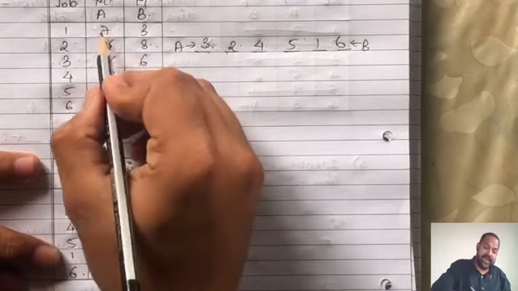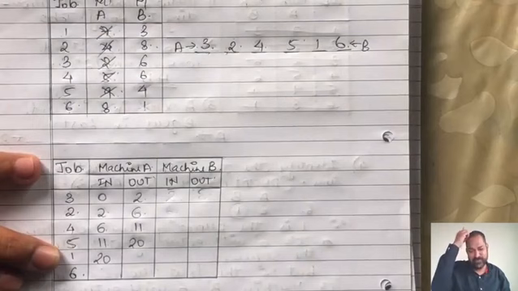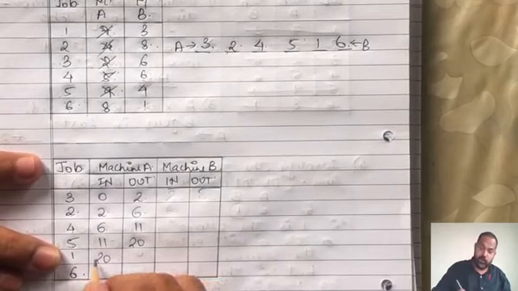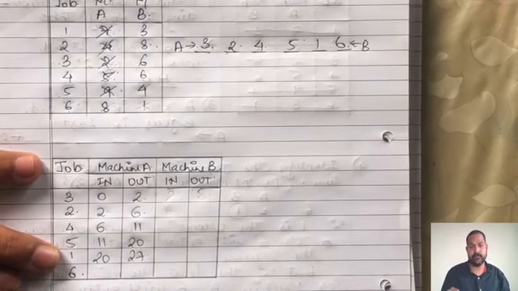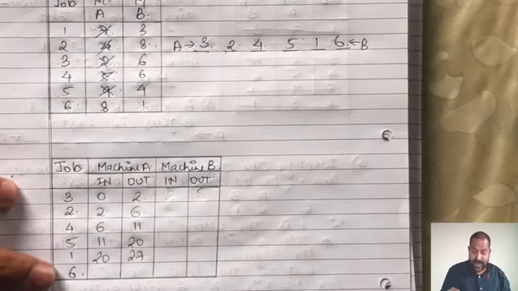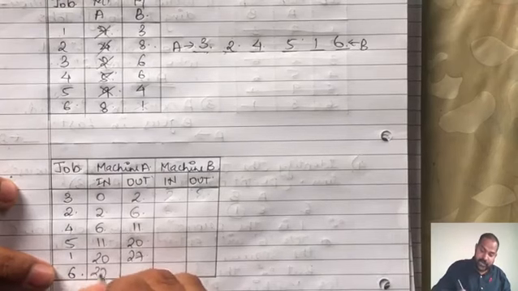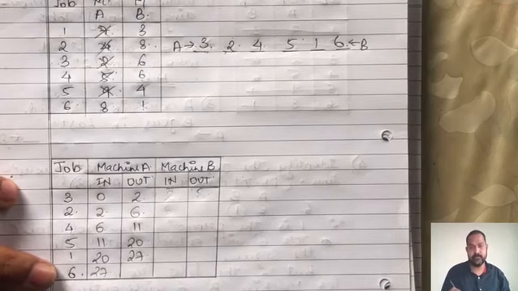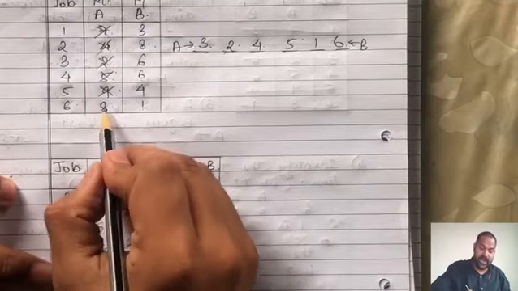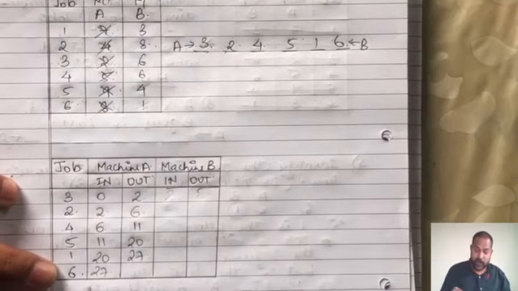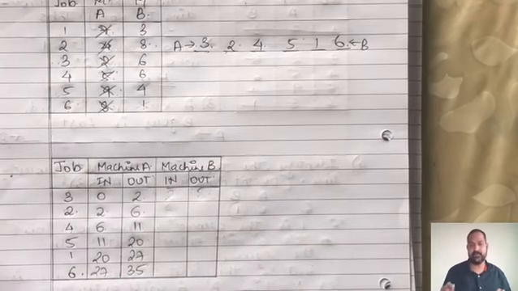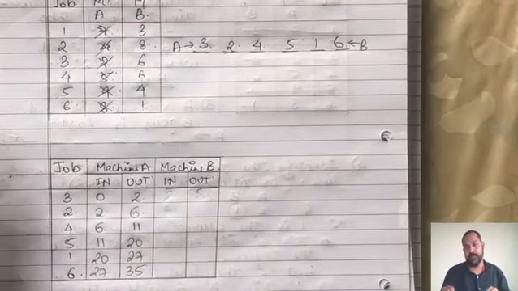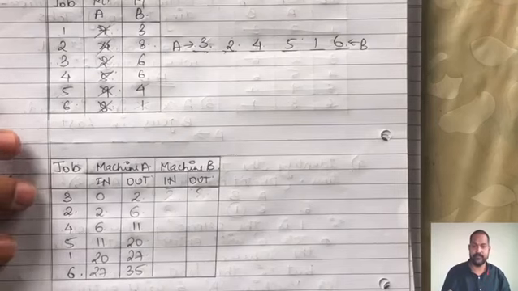1 on A takes 7 hours, days, minutes, whatever it is. 20 plus 7 is 27. A will pick up 6 at 27 hours. 6 on A takes 8 hours. 27 plus 8 is 35 hours. That's done the processing of A.